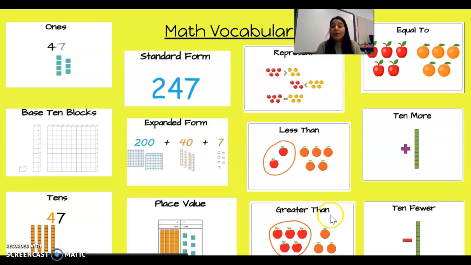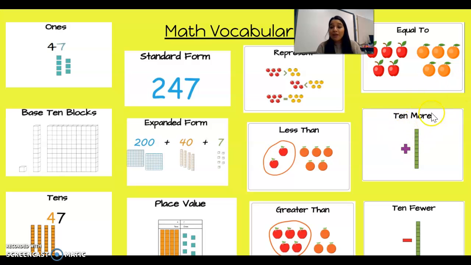Greater than. Greater than is which one has more. What is the bigger number? So there are 5 apples and 3 oranges. So the number of apples is greater than the number of oranges. Equal to. Equal to is that there's the same amount, the same number. So there's 5 apples and 5 oranges, so they are equal.